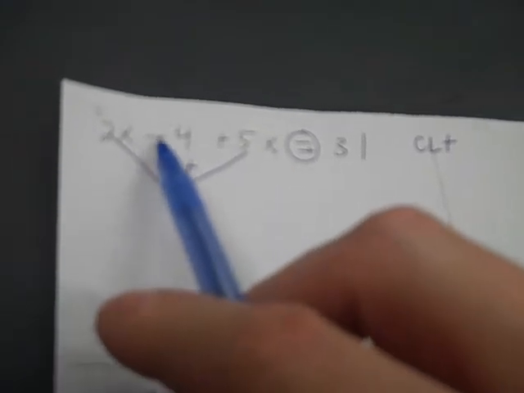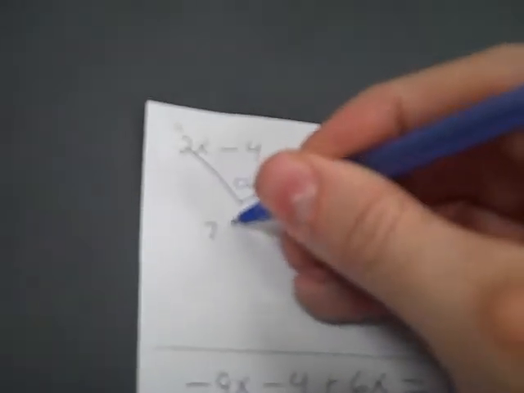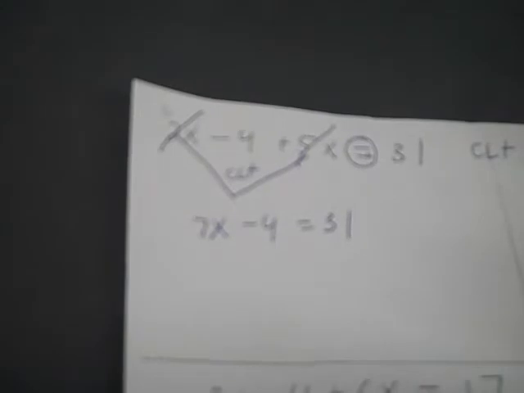So it's like 2 plus 5. It's not 2 minus 5. The minus is with the 4. It's 2 plus 5. 2x plus 5x would give you 7x. Then we have a subtraction of 4, and then equals 31. Now it looks exactly like those problems we just had.